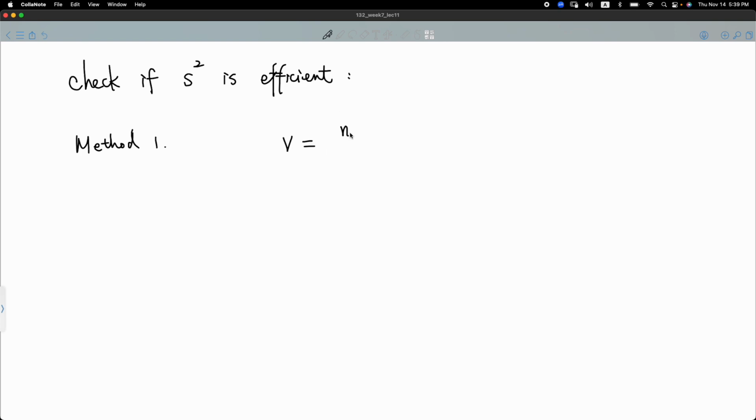So the first method is still going to use our known information, which is we can use the (n-1)S squared over sigma squared. This one we already know follows a chi-square distribution, degree of freedom n-1. Let me also write down the gamma distribution, which is (n-1)/2 with the beta equal to 2. So instead of directly calculating the variance of S squared, in the first method, we can first calculate the variance of V, which is the one that we already know is the chi-square distribution.